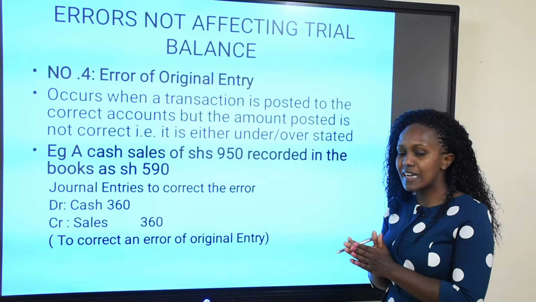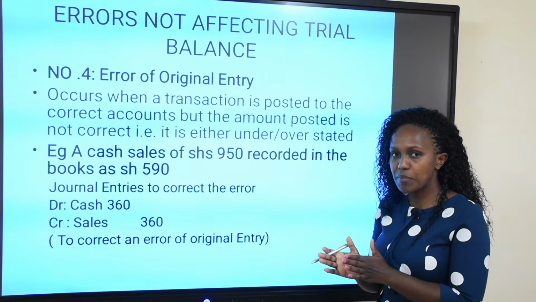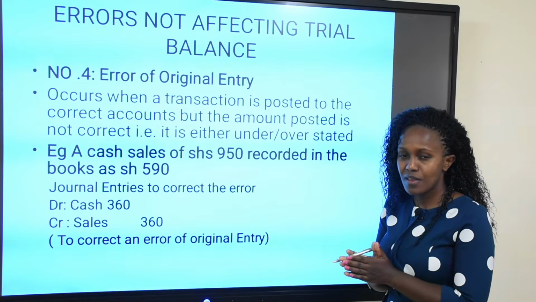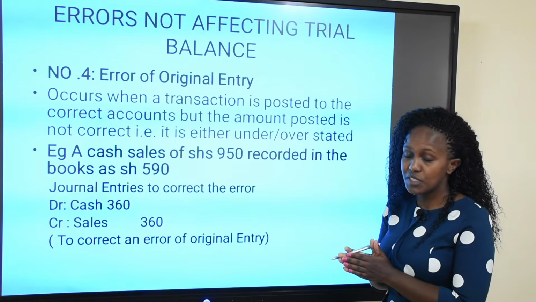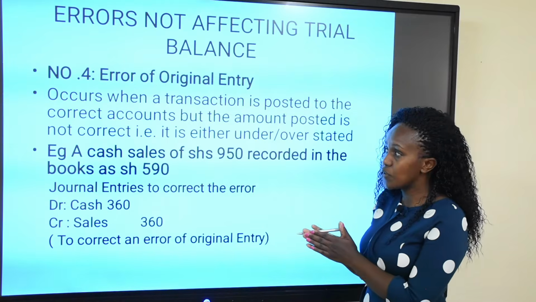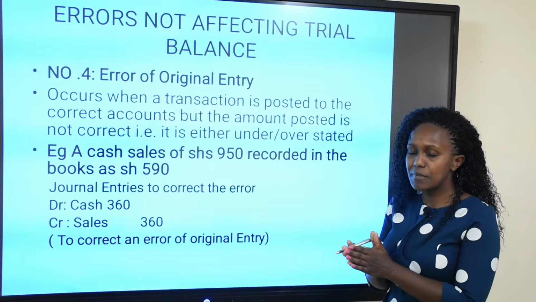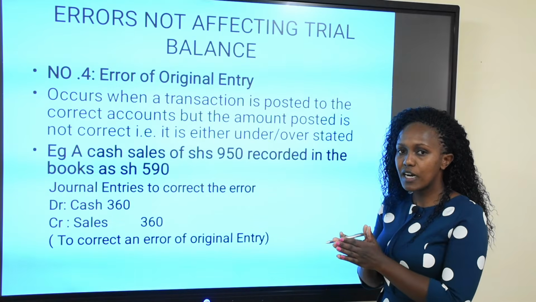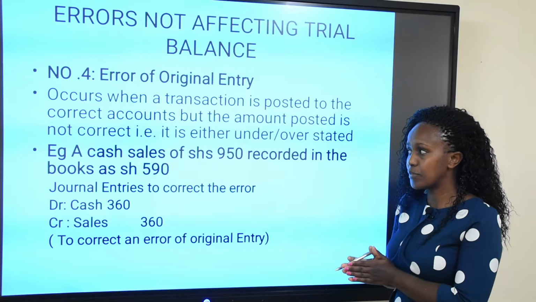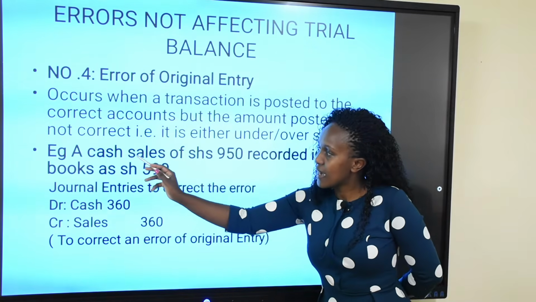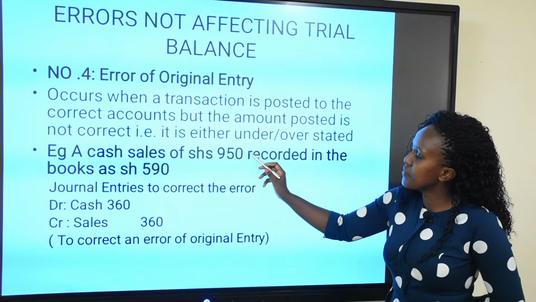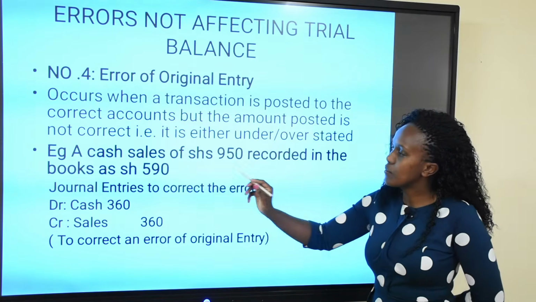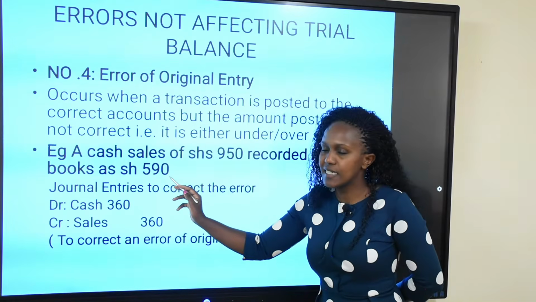So we are saying here the error does not relate to the account. I repeat, the error relates to the amount. But for it to be an error of original entry, both accounts that were involved have to have been either debited and credited, but with this wrong amount. That is, both of the accounts have that wrong amount. For example here, a cash sale of shillings 950 recorded in the books as 590.